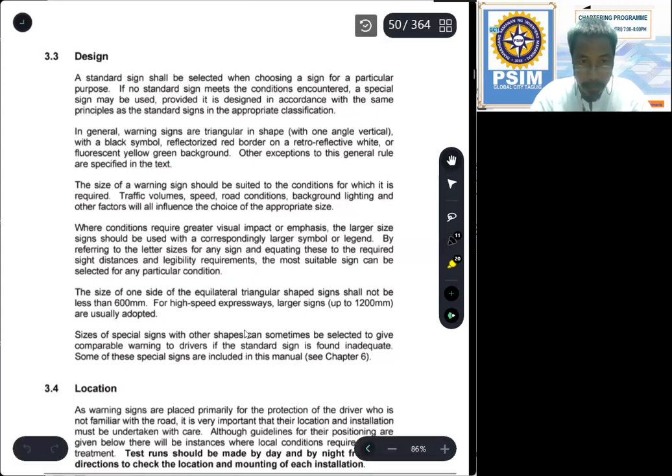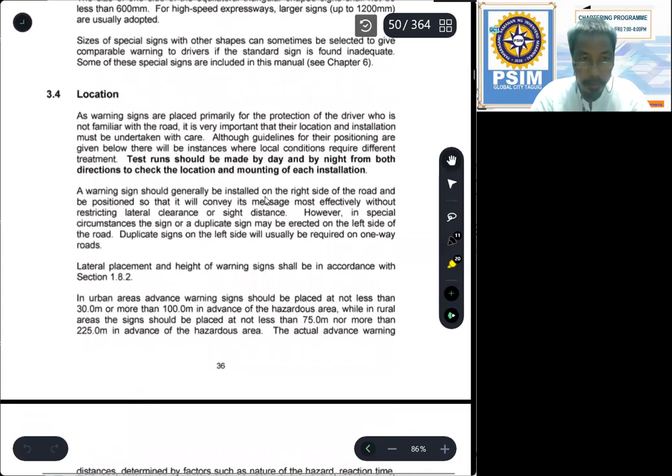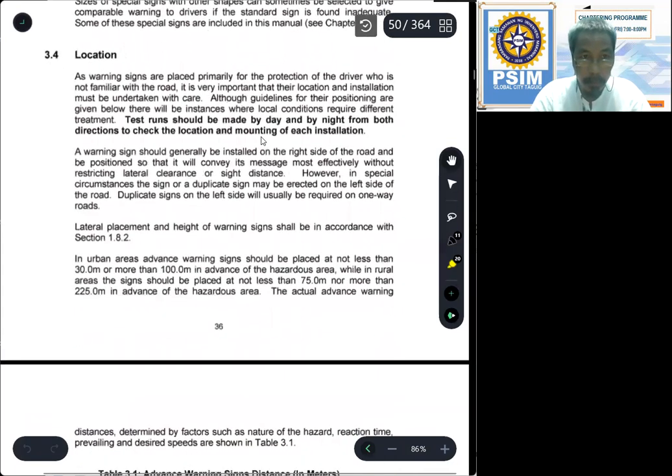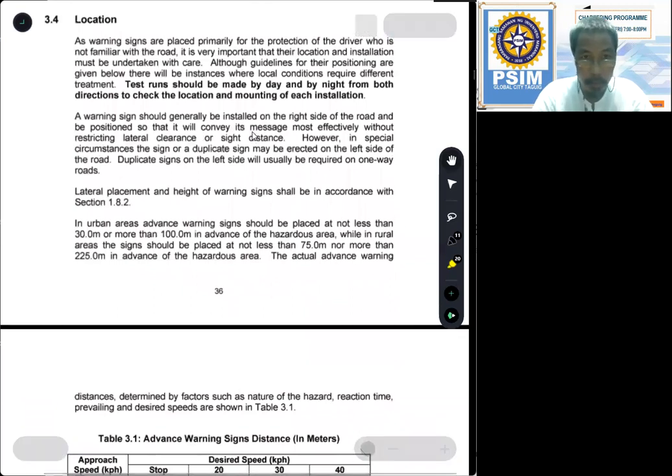Okay, and where should it be located? As warning signs are placed primarily for protection of the driver who is not familiar with the road, it is important that their location and installation must be undertaken with care.